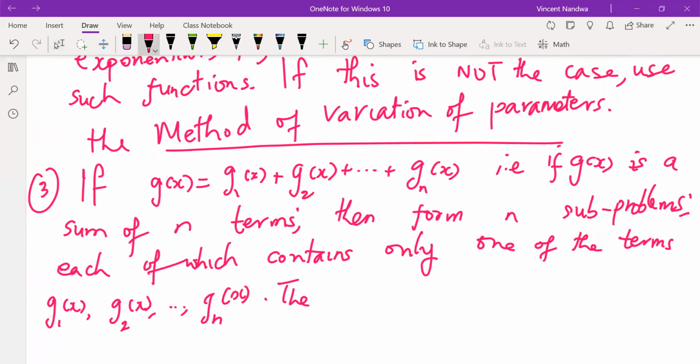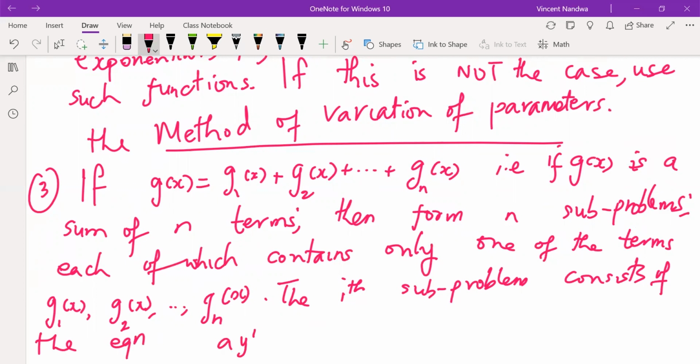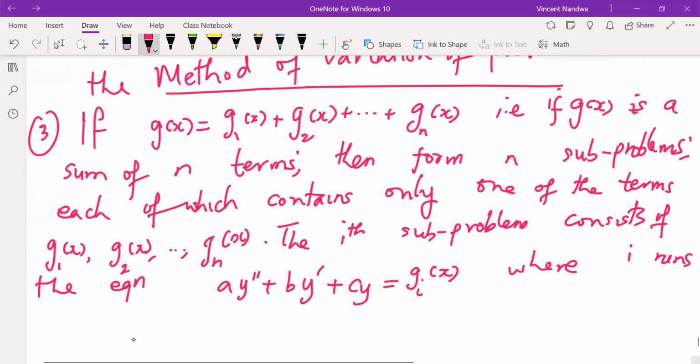So the ith subproblem consists of the equation a y double prime plus b y prime plus cy equals gi of x, where i runs from one to n. That's step 3.